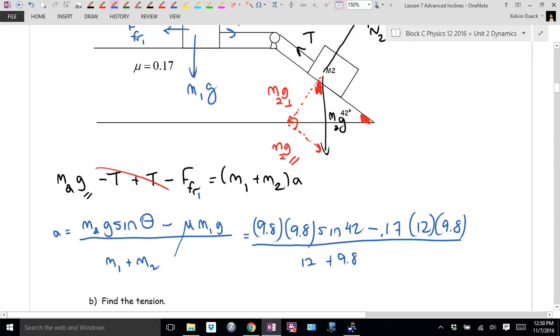These are the types of questions I encourage you to practice typing into your calculator right now, please. By the way, what's the built-in error check? What must this be smaller than as an acceleration? Yeah, we're not in free fall. We're definitely less than free fall.